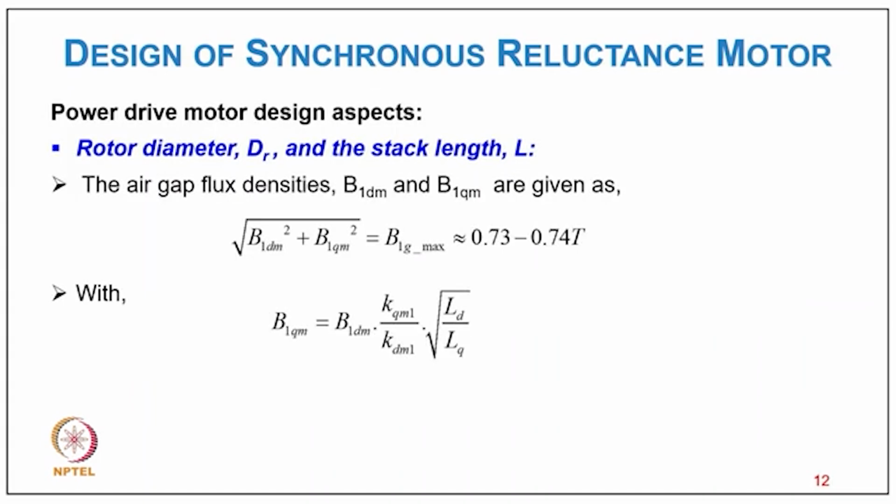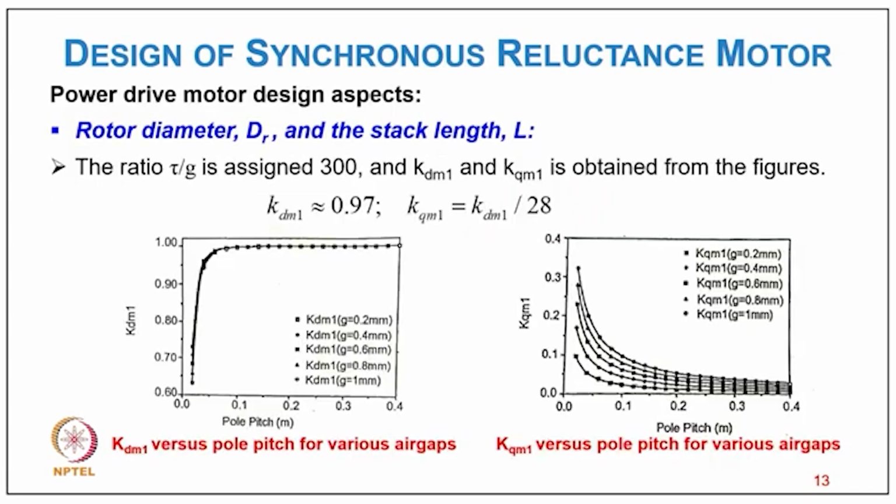Now, for the rotor diameter Dr and the stack length L, the air gap densities B1dm and B1qm are given by B1dm squared plus B1qm squared equal to B1g maximum, equal to 0.73 to 0.74 Tesla, with B1qm equal to B1dm Kqm1 upon Kdm1 square root of Ld upon Lq. Typically the ratio tau upon g is assigned 300, and Kdm1 and Kqm1 are obtained from the figure. So Kdm1 is equal to around 0.97, and Kqm1 equal to Kdm1 upon 28. Here you can see how Kdm1 and Kqm1 vary with the pole pitch.